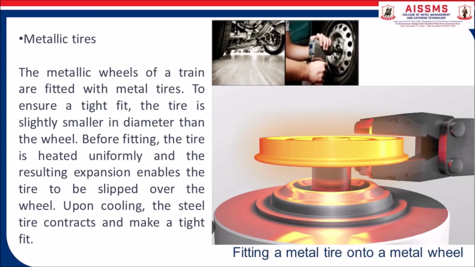Metallic tires. The metallic wheels of the train are fitted with metallic tires. I am sure all of you have seen the wheels of the train. Now to ensure a tight fit, the tire is slightly smaller in diameter than the wheel. And before fitting it, the tire is heated uniformly, which results in expansion, and this enables the tire to be slipped over the wheel. When it is cooled, the steel tire contracts and makes it a tight fit.